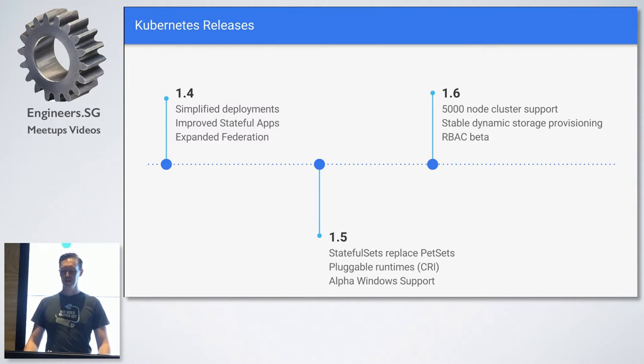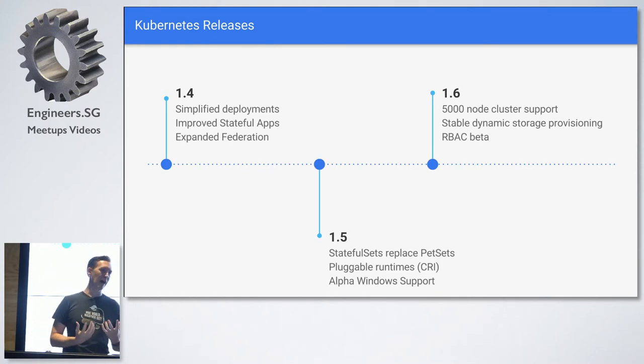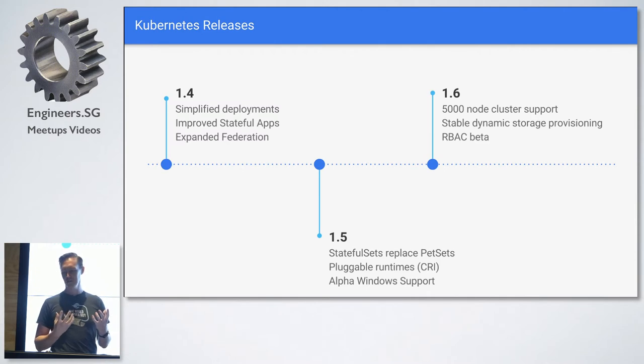Along with the stabilizing of what they call dynamic storage provisioning. Now, I'll go through that in a little bit more detail. But prior to that release, if you wanted to add a particular storage provider, you typically had to get an administrator to go into the back end and add an EBS or add a Google disk or anything else to be able to provide that. Now, this actually enabled it to be provisioned automatically.